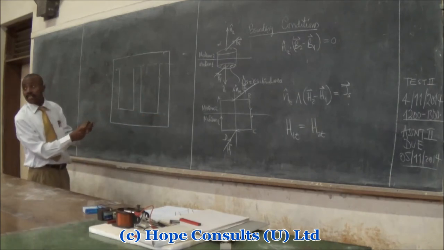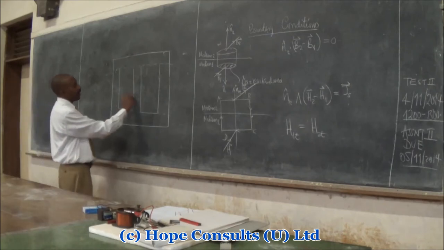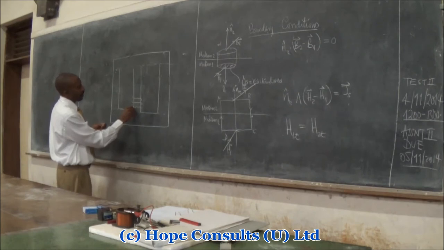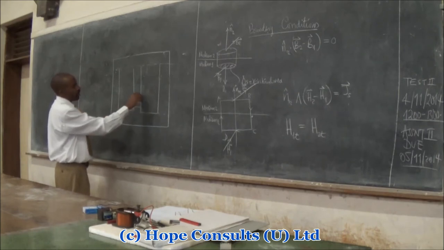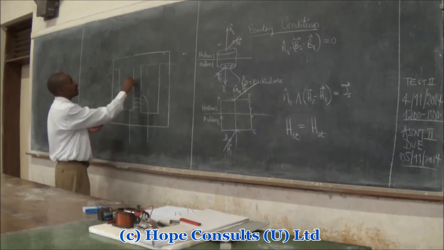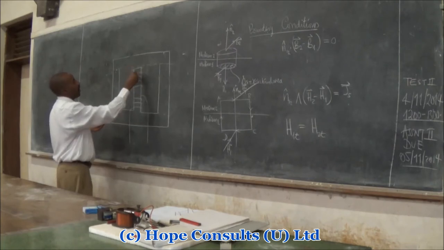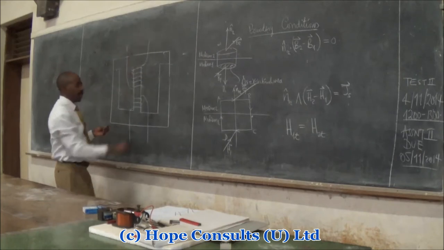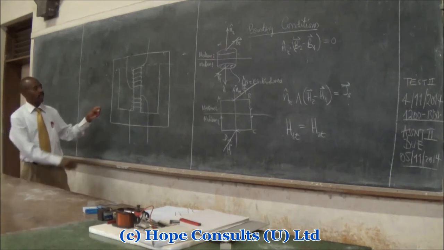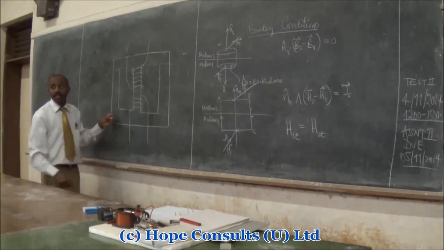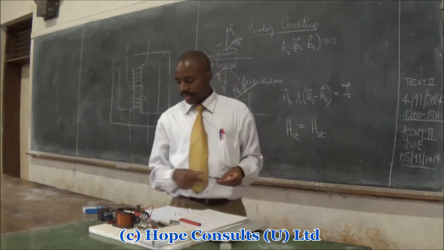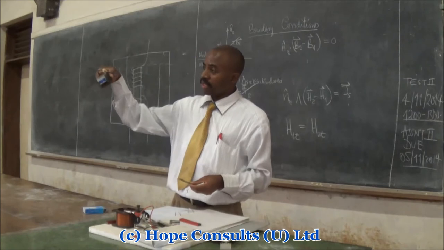And then the windings: one winding is here, according to this transformer we are having. So one of these windings is here, and then the second is on the other side. These ones here act as a way of transferring the field to the other side. And this is how the thing is formed.